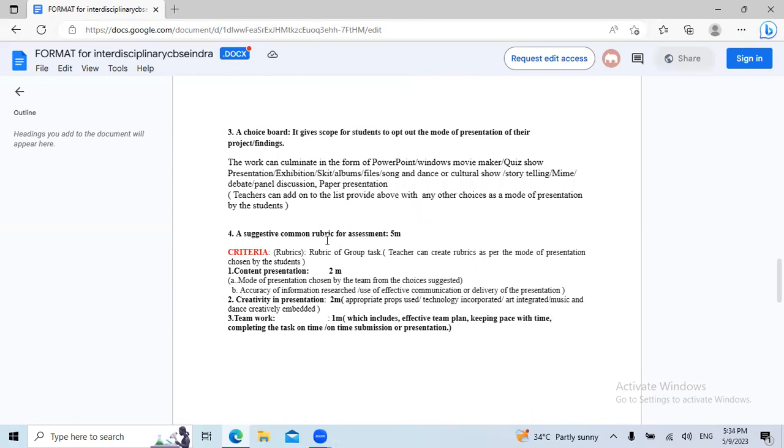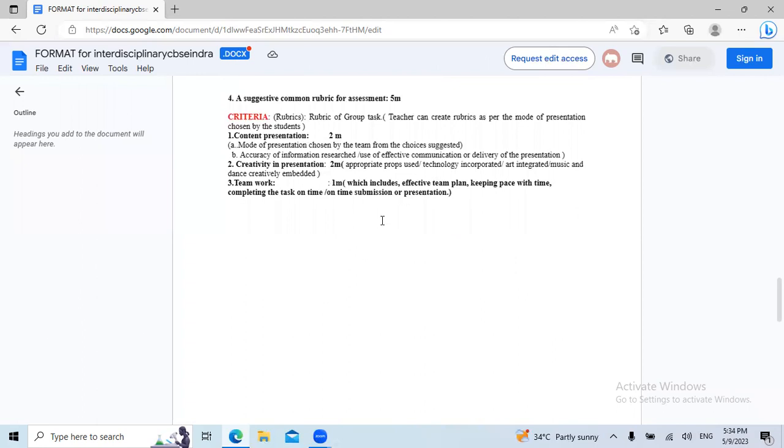Number 4 is a suggestive common rubric for assessment. Rubrics are given: criteria of rubrics, rubric of group task. The teacher can create rubrics as per the mode of presentation chosen by the students. Content presentation, 2 marks: the mode of presentation chosen by the team from the choices suggested.